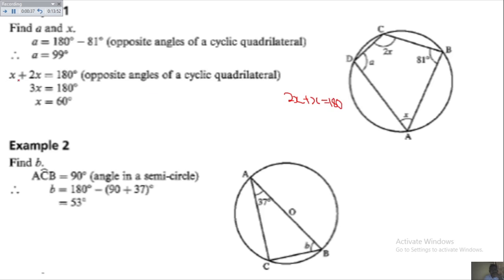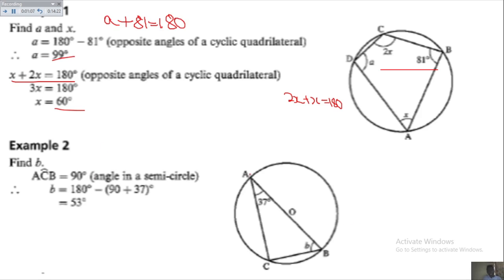It's already here, so I don't need to. You know that is the opposite angle of the quadrilateral. By the time you do that, what happens? You get your x. Then the opposite side of this one too. Yes, that is the opposite side of this. You have a plus 81 equals what? 180. By the time you make it the subject of the formula, what happens? You have 99 degrees.